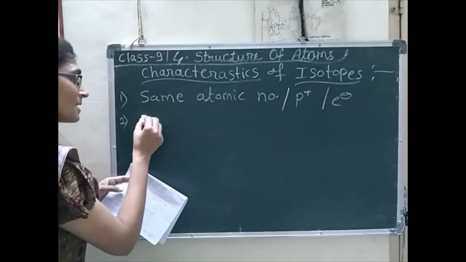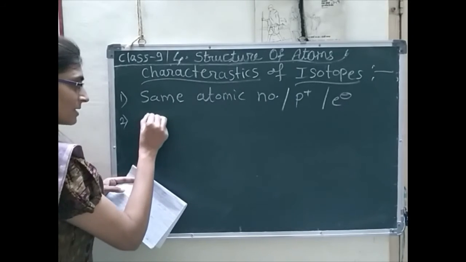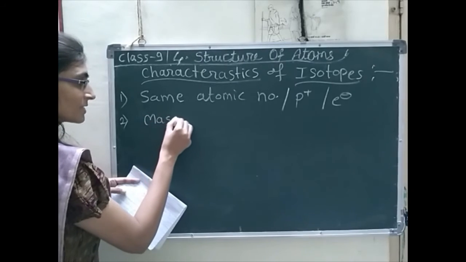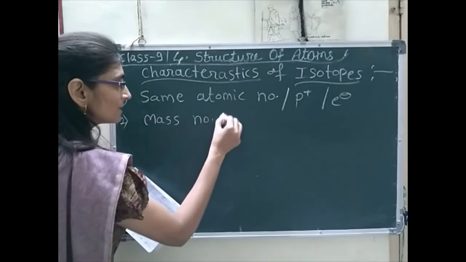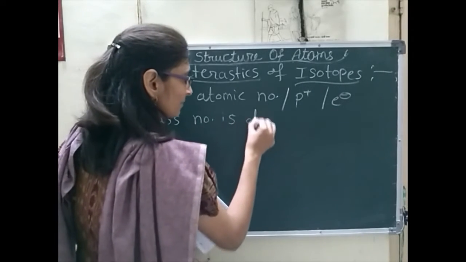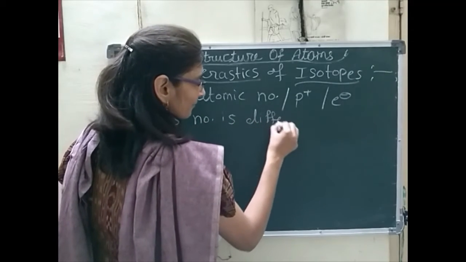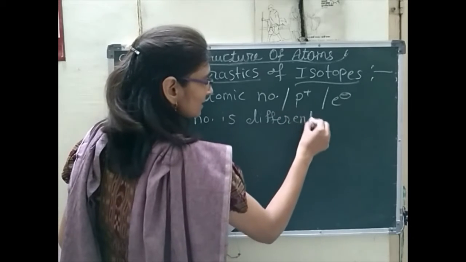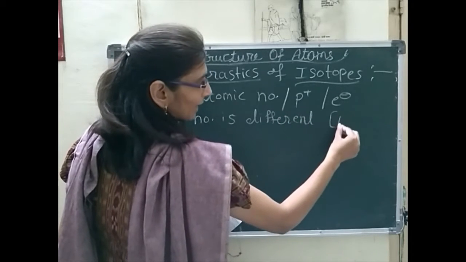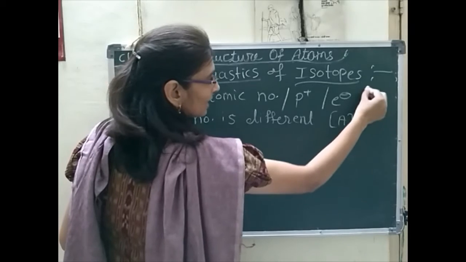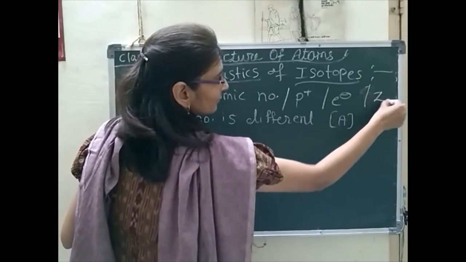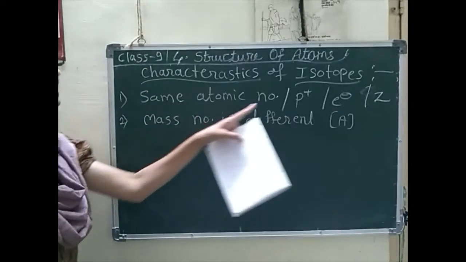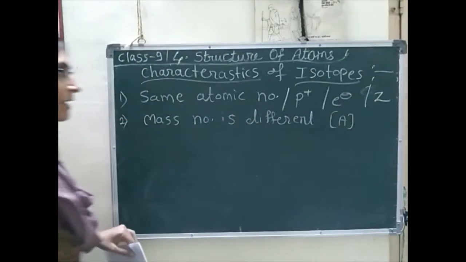Then mass number is different. Mass number is different for isotopes. Yes, means A is different here. Z is same, but A is different.